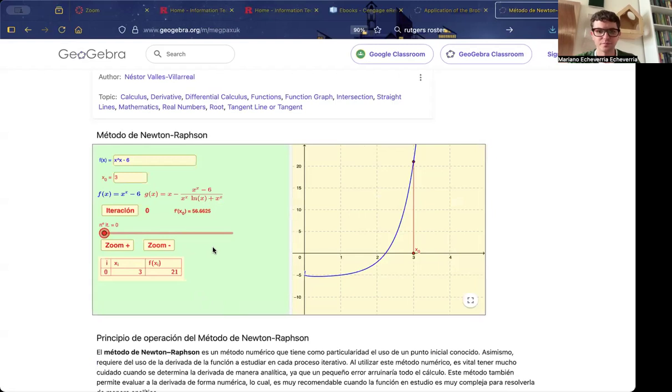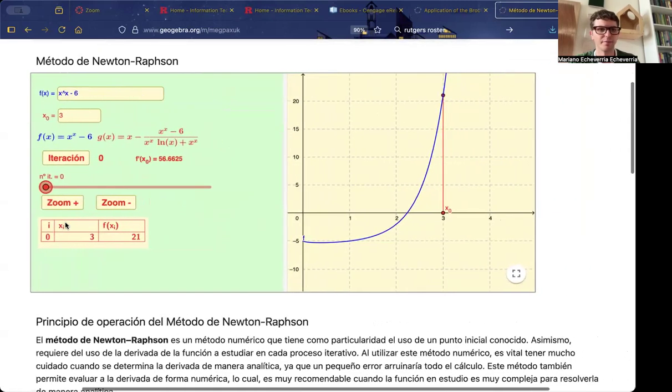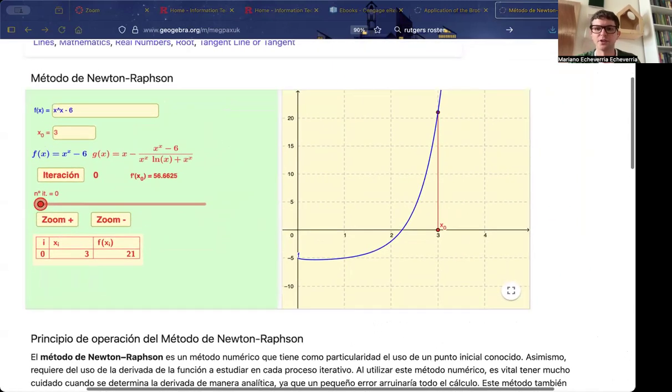Okay. So here's the idea of Newton-Raphson. Let me see if I can zoom in just to make it more clear. So the idea is that you have a function, right? In this case, the function is x squared minus 6 in the animation.